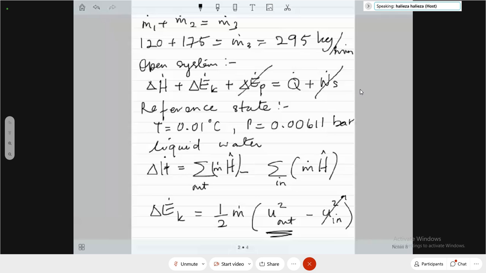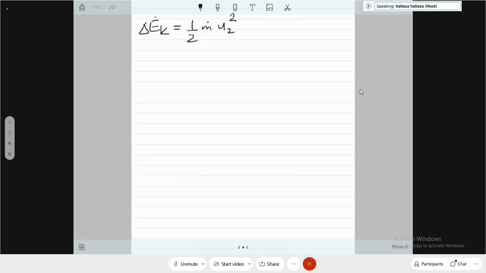Okay, so let's go to our slide. What is given? You are given the internal diameter of 6 centimeter. You have the mass flow rate of that stream, 295 kilogram per minute. So if you know that, do you think you can calculate the velocity? Okay, guys, I need to change my symbol here.